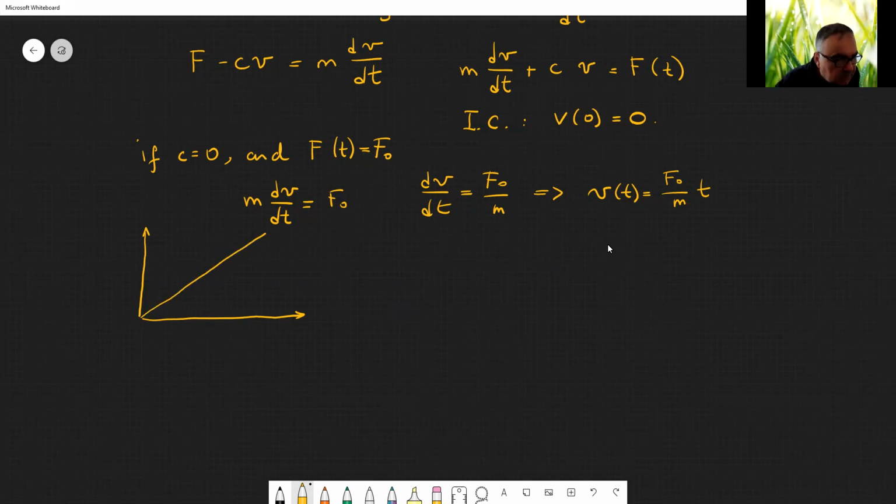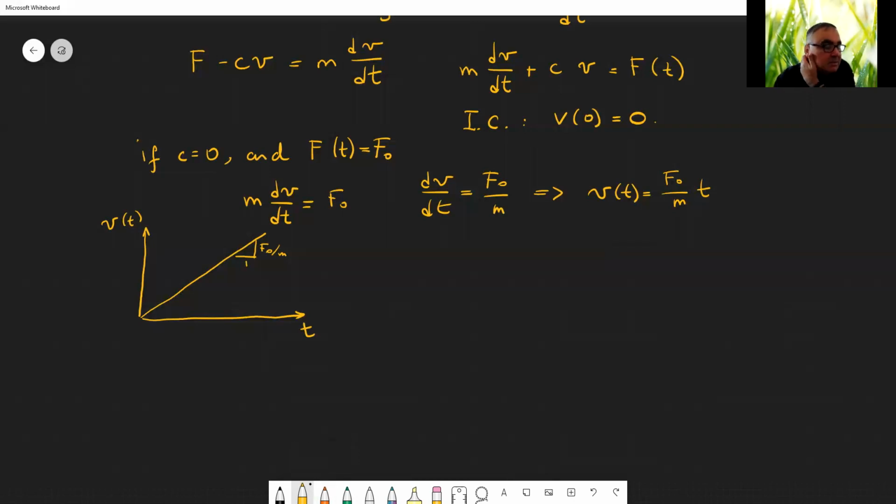This thing will have a slope of, what will that be? If this is 1, this will be F0 over m. The slope will be F0 over m. This is time, and this is velocity. Well, obviously, this is not realistic, okay? This is not what we have in real life. Why? Because we have the resistance of the car developing. As the velocity increases, what will happen?